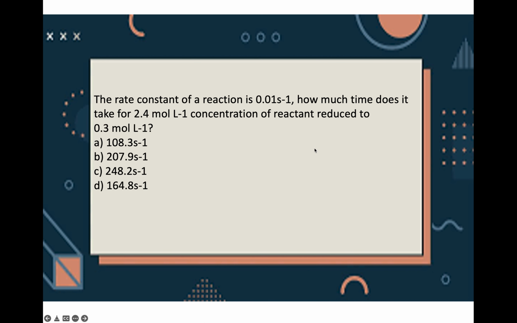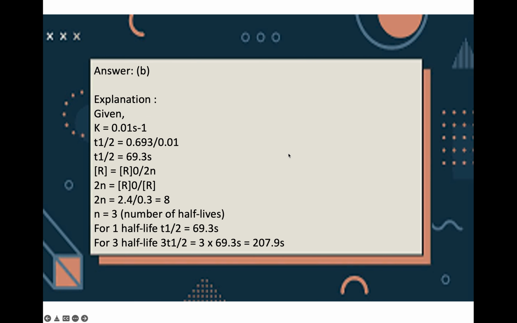Okay, next question, we have a sum here. The rate constant is given. It is 0.01. Then the question is, how much time does it take for 2.4 moles per liter concentration of reactant to be reduced to 0.3 moles per liter? You have four choices here. So what factors are given? The rate constant is given. It is 0.01 per second. So K is 0.01 per second.